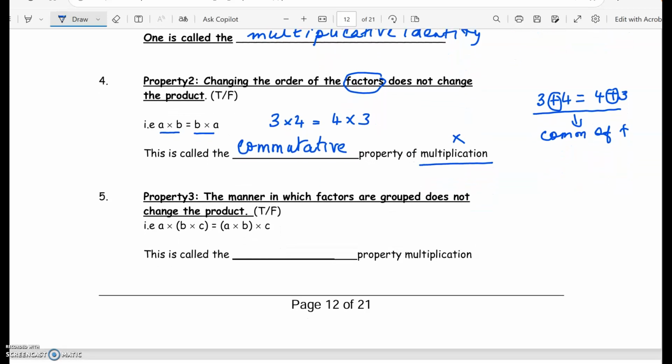Now, when we change the groupings and not the order, then we are using what is called the associative property. Notice that the order doesn't change. So we have A times B times C on the left, A times B times C on the right. What's different is the grouping. B and C are grouped together or multiplied together. A and B are multiplied together on the right side. So this is called the associative property, A, B, C, A, B, C. The order has not changed, the grouping has changed, and that's called the associative property of multiplication.